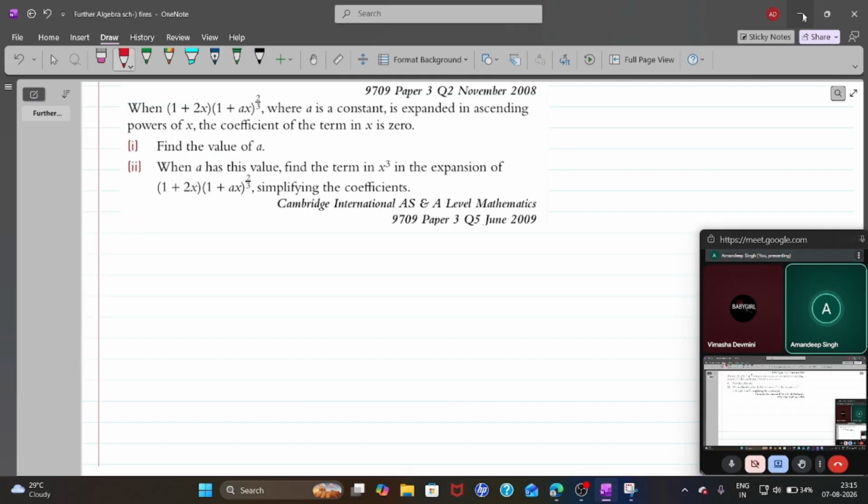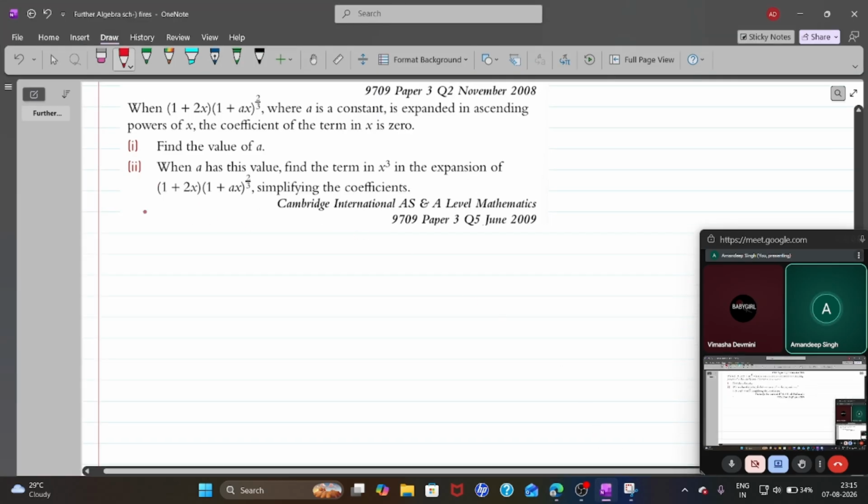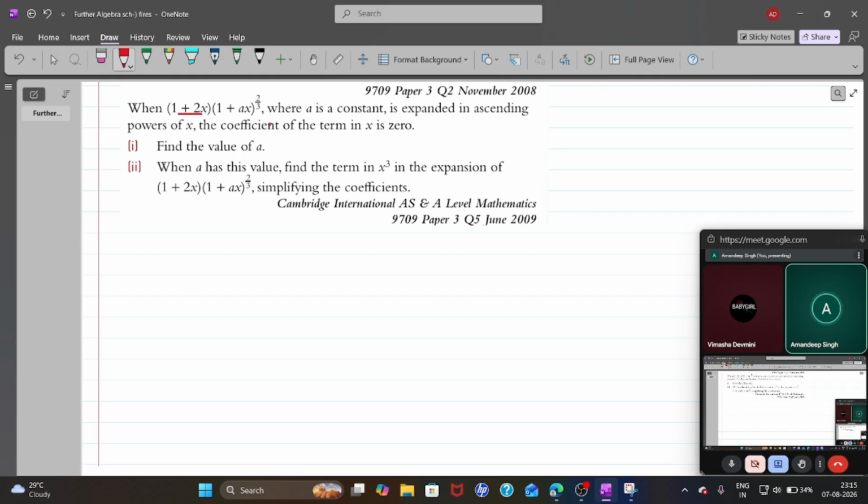So this is question number 12 of the same exercise. When 1 plus 2x into 1 plus ax to the power 2 by 3, where a is a constant, is expanded in ascending power of x, the coefficient of the term in x is 0. Find the value of a. So basically we have to expand it, and whatever the coefficient of x there will be, we have to equate it with 0 to calculate the value of a.